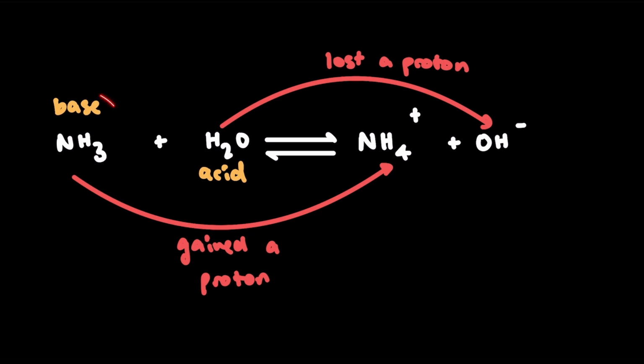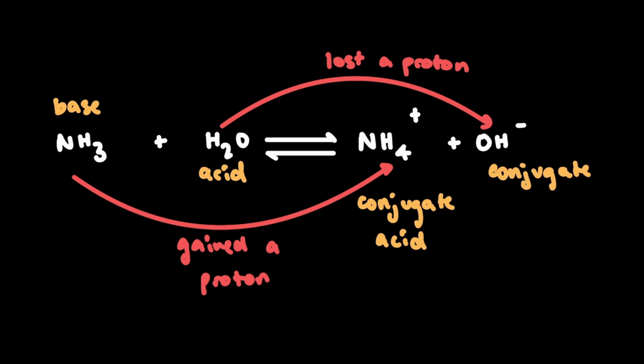And once again, we know if this is the base, ammonium or NH4 plus has to be the conjugate acid, because it has to be the opposite of the ammonia. And hydroxide has to be the conjugate base. So that's how you identify if something is an acid or a base according to the Brønsted-Lowry theory.